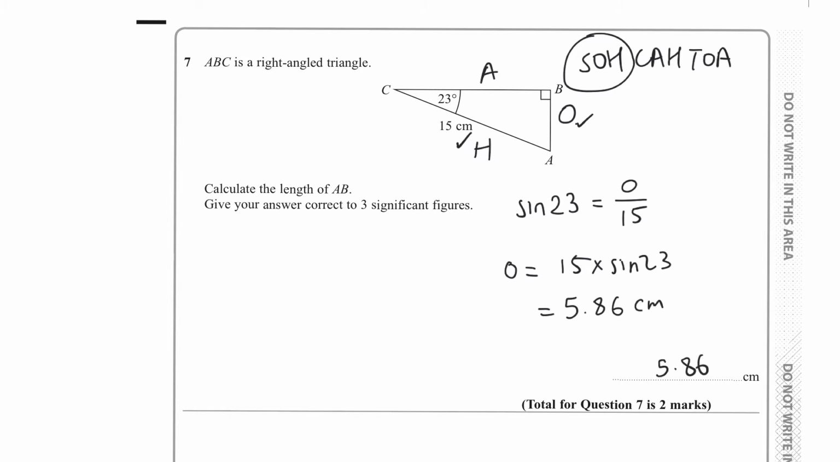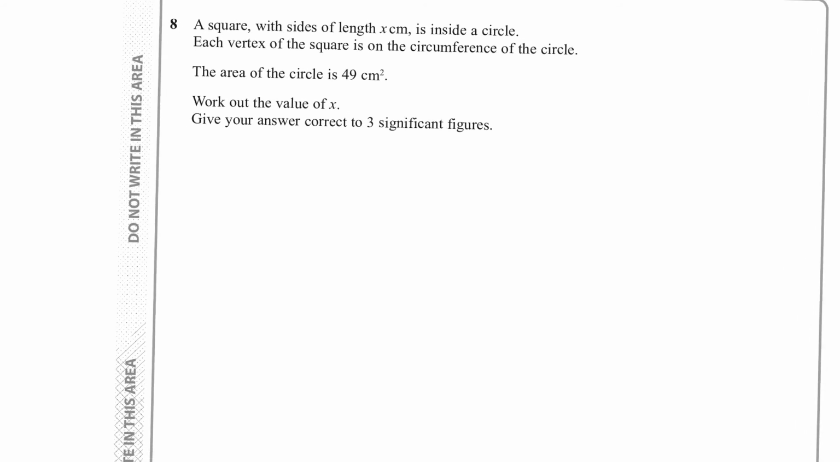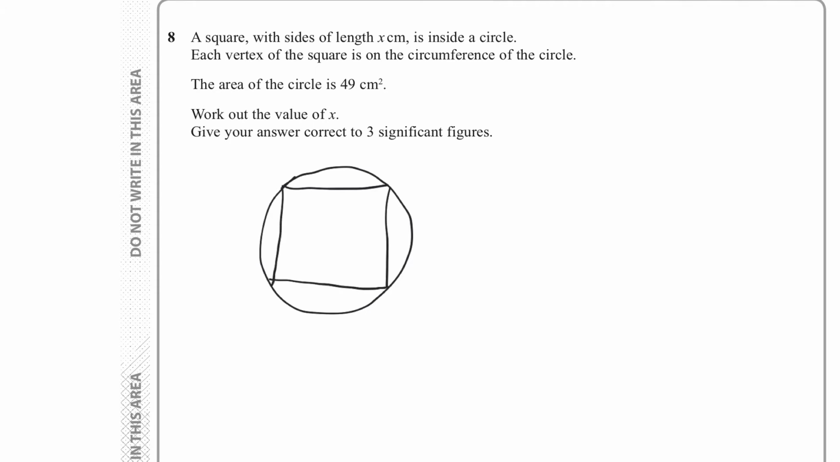Okay, good. So moving on to question 8. Question 8 says that we have a square with side length x centimeters inside a circle. If I draw it again, with questions that are worded, it's always nice to sketch it out so you have an idea of what is going on. So we've got a square inside the circle, and each vertex of the square is on the circumference. Remember, the vertex is here, hitting on the circumference of the circle.